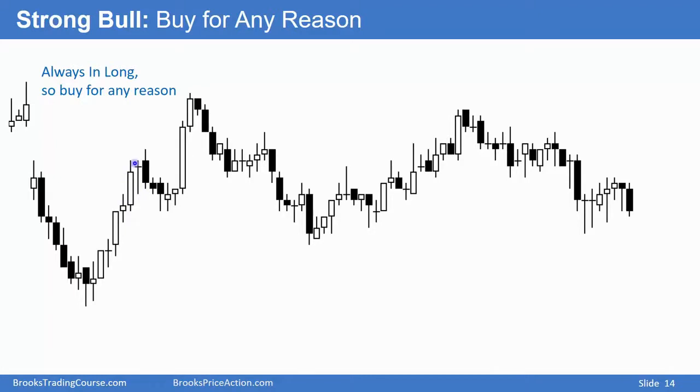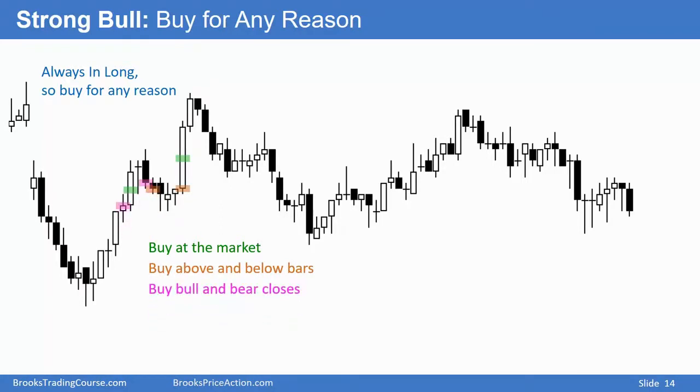8-bar bull microchannel, first reversal down, probably bought. It becomes a bull flag, a failed bear reversal, buy above the high of the bull bar here. Simply buy at the market, right here, right here. You know the odds are it's going higher, buy at the market, stop below the bottom of the bull leg. If you want to allow for the possibility of scaling in, trade small enough so that you can scale in.